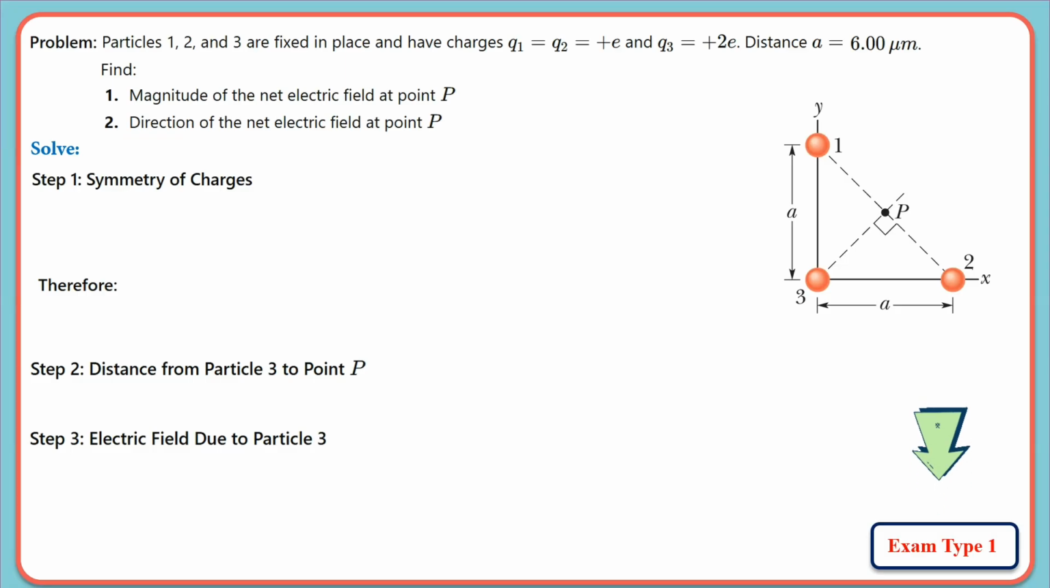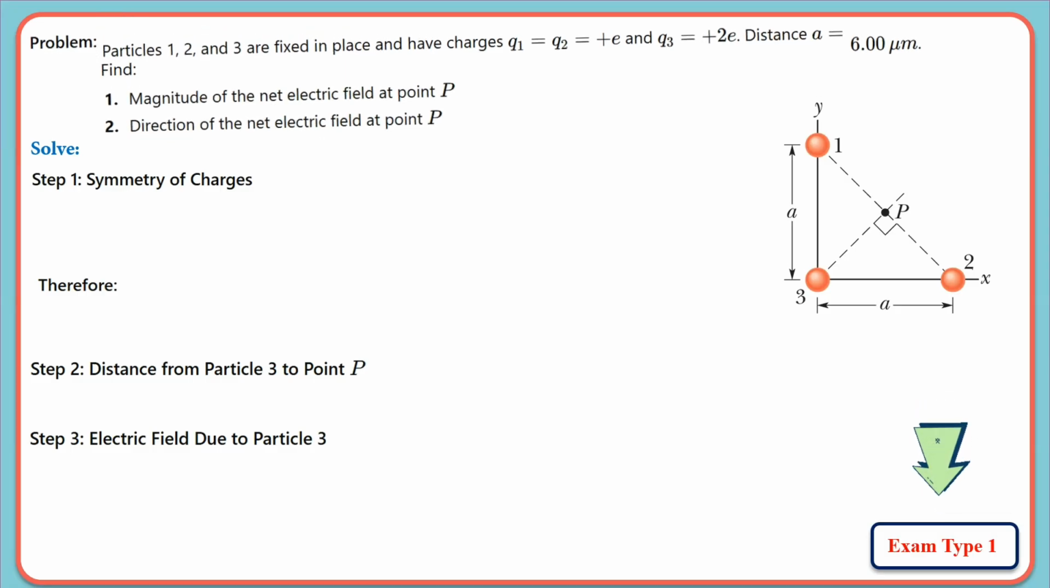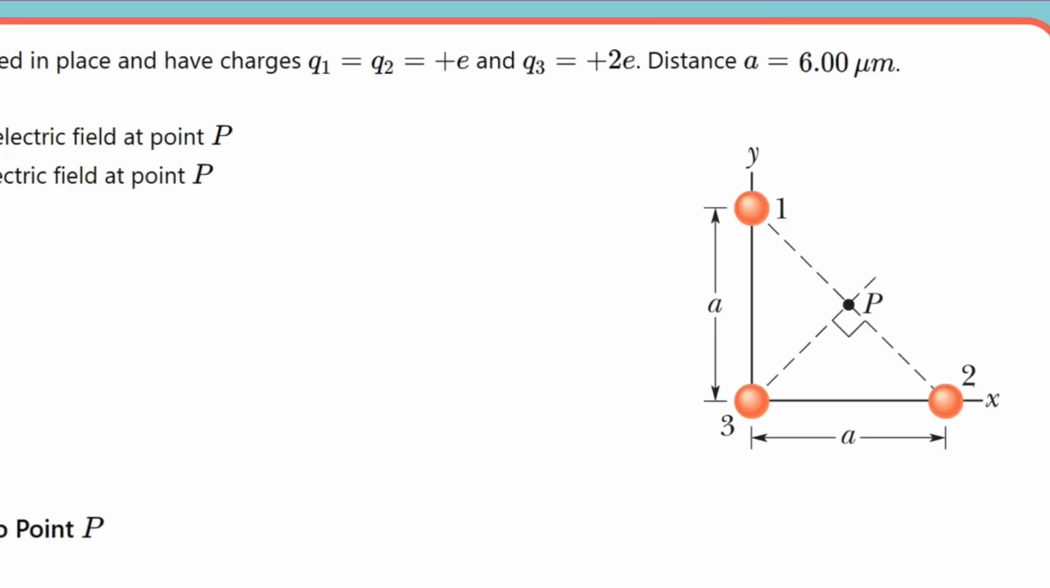Now let's solve our first electric field example step by step. In this problem, we want to find the magnitude and direction of the net electric field at point P. We are given that charges Q1 and Q2 are both positive e, and Q3 is positive 2e. Also, the distance a is 6 micrometers.